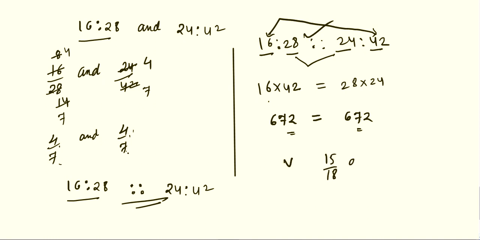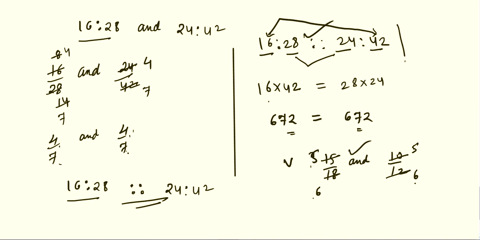15 by 18 and 10 by 12. Reduce these two terms. So 3 fives are 15, 3 sixes are 18, 2 fives are 10, 2 sixes are 12. Clear? So 5 by 6 and 5 by 6. That means they are forming a proportion.